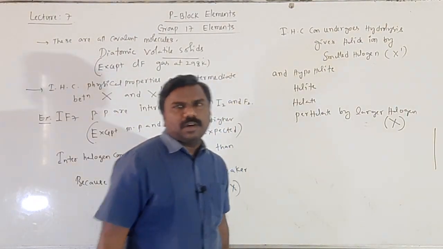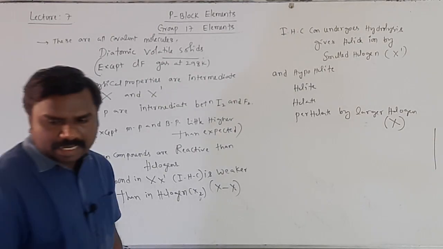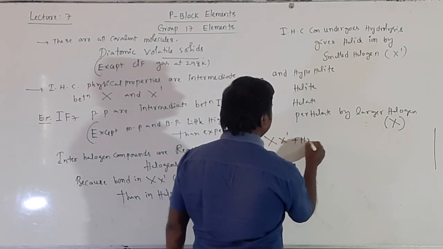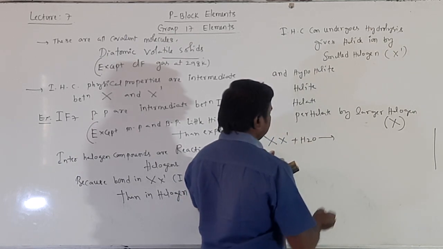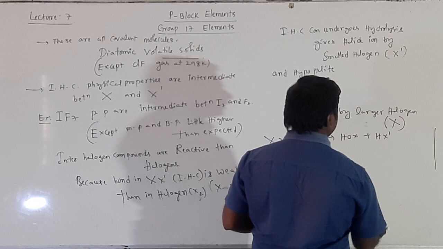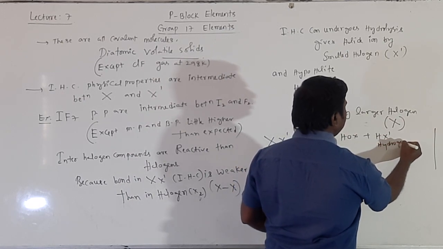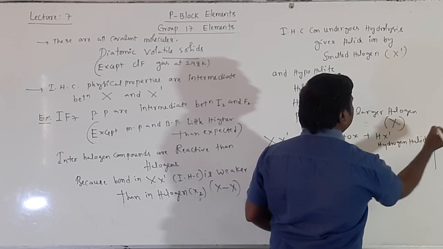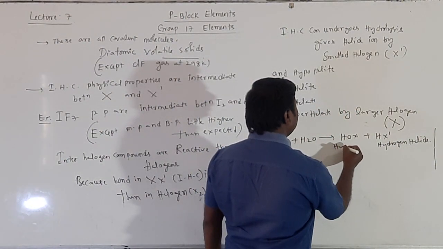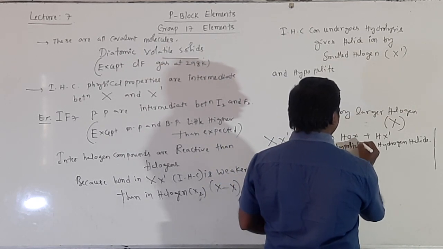Interhalogen compounds, if you observe clearly, X⁻ plus H2O gives HOX plus HX⁻. It is hydrogen halide, simply hydrogen halide. And this is the hypohalite ion, hypohalite.